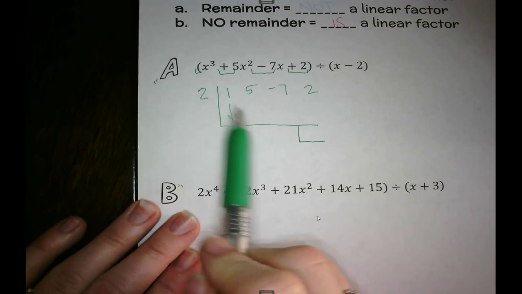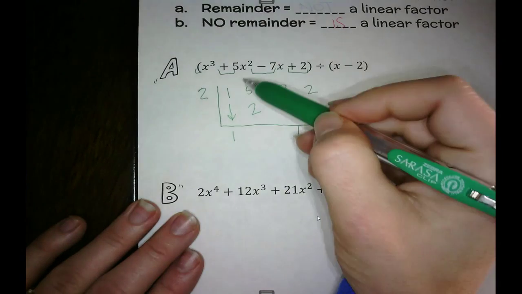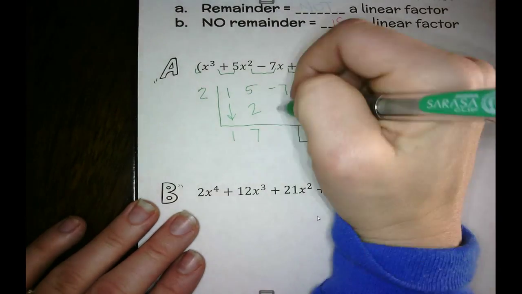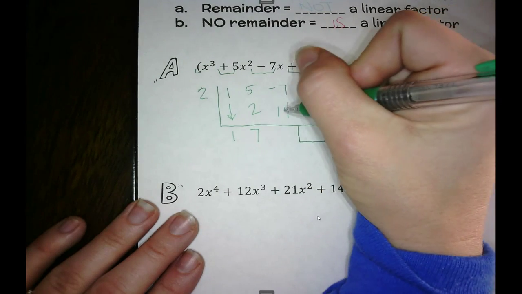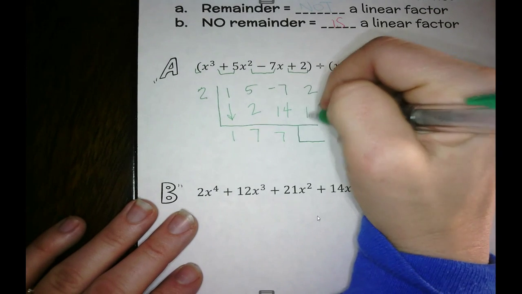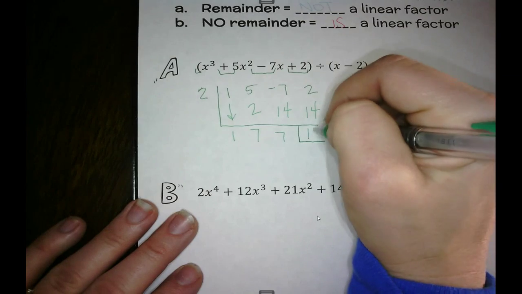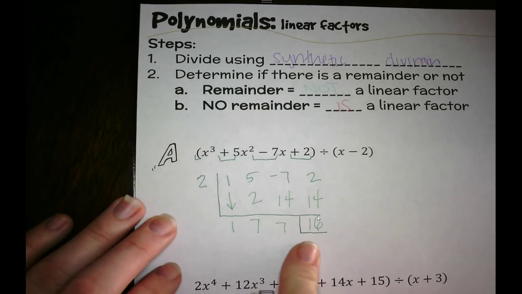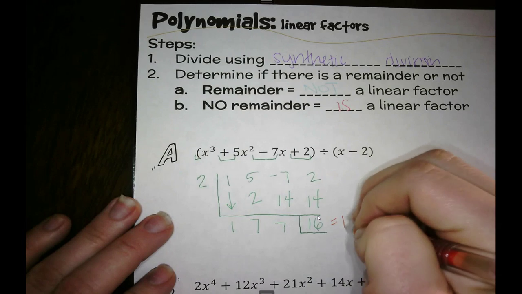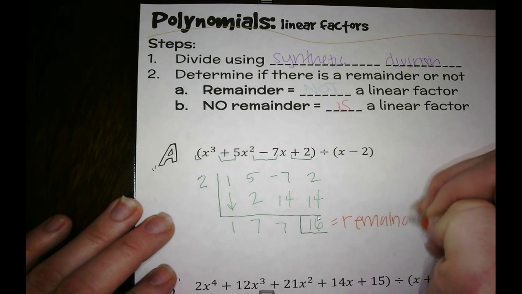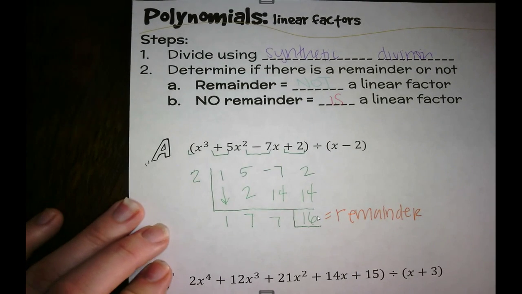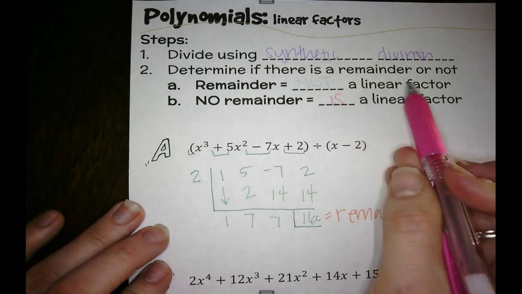Remember, we say 1 times 2, and we put that number here. We say 5 plus 2 is 7. 7 times 2 is 14. Negative 7 plus 14 is positive 7. 7 times 2 is 14. 14 plus 2 is 16. Okay. Now we got to remember this. If there's a number here, that means that this is our remainder. So since there is a number here, this is not a factor.